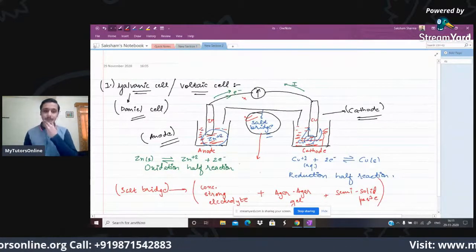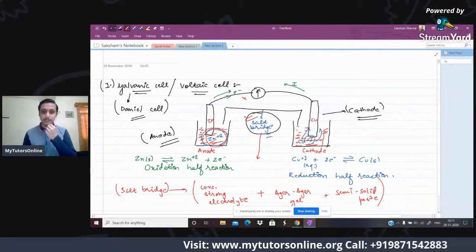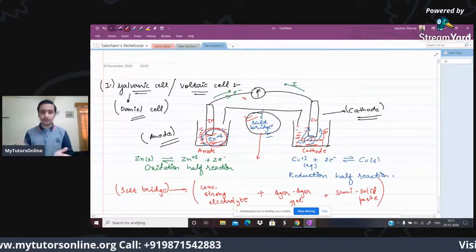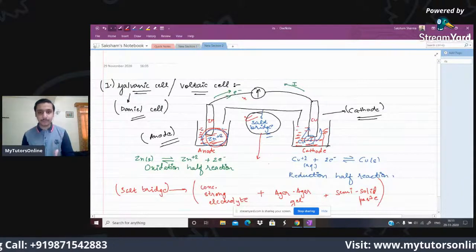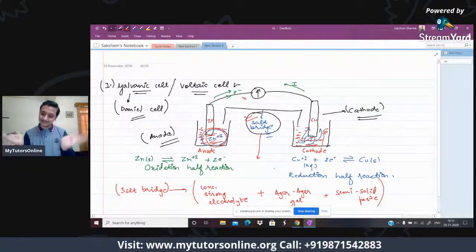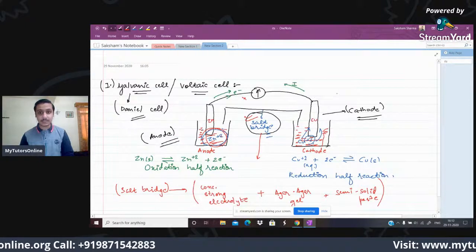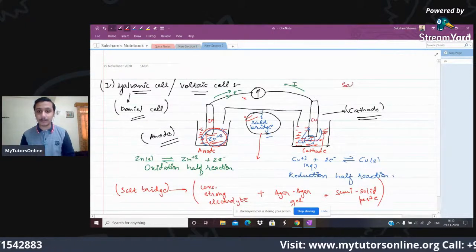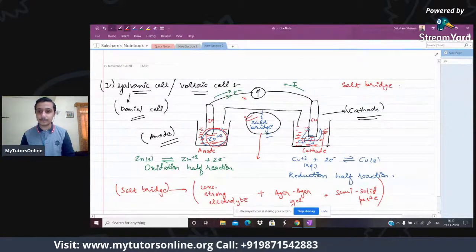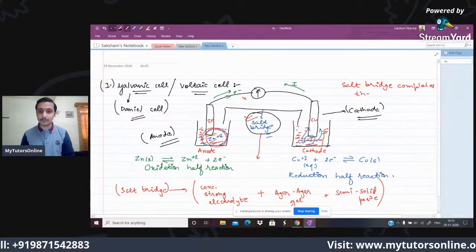So now what happens? See, your Zn plus 2 ions are here in this anodic compartment, and your copper plus 2 gets deposited as copper. So after some time, the flow of electrons will cease. So your salt bridge functions to maintain the neutrality between both the components of the Daniell cell. Okay. Now, this salt bridge completes the inner circuit. So I will write over here, salt bridge completes the inner circuit.